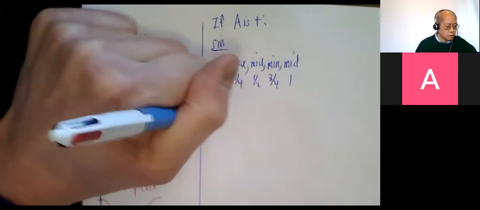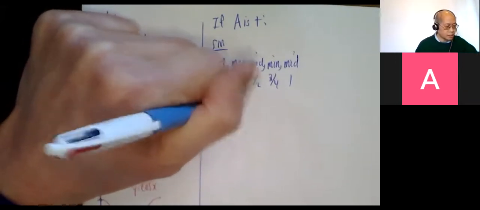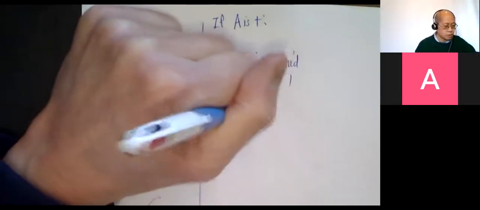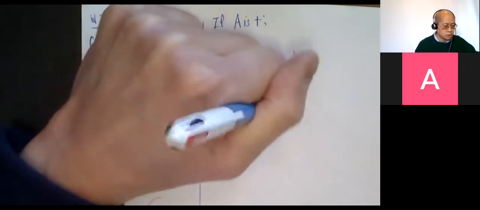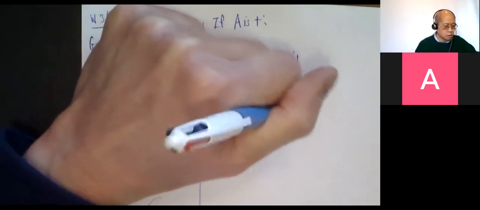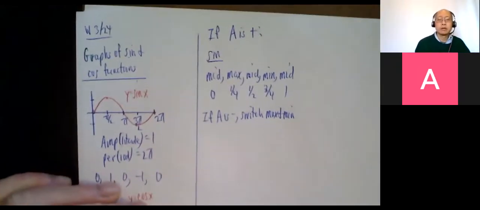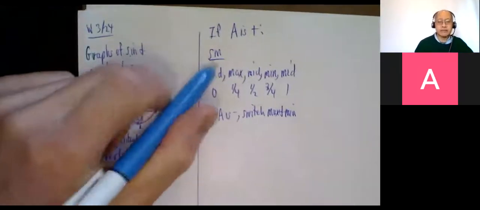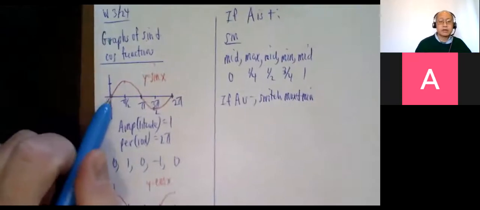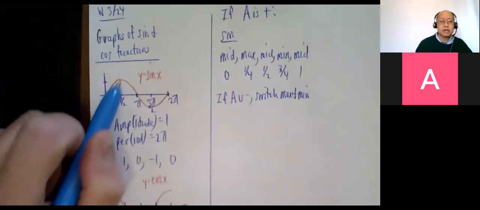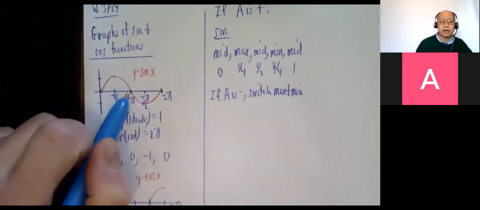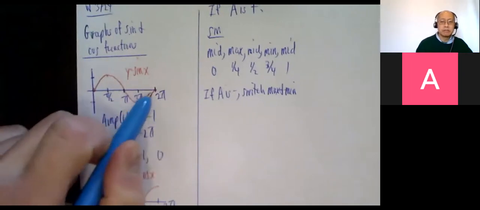Okay. If A is negative, switch max and min. We saw that yesterday. Okay. A is positive. That's one that we like. Follow this one. Midline, maximum, midline, minimum, midline.